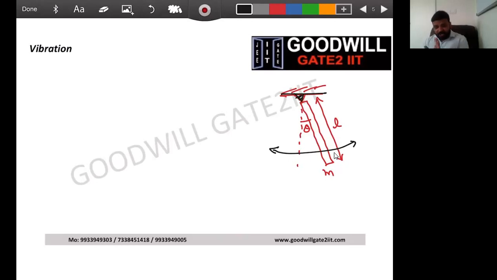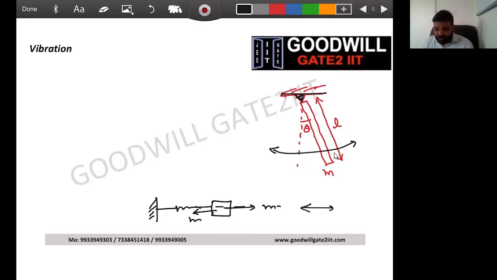So first thing, when you see a system, the first thing you need to decide is whether this system has a translation motion or a rotation. What do you mean by translation motion? I'll give you a simple example. Let's say you have a system like this, and this mass moves in this direction and comes back in this direction. So this is to and fro motion, translation. This is translation motion. Right?